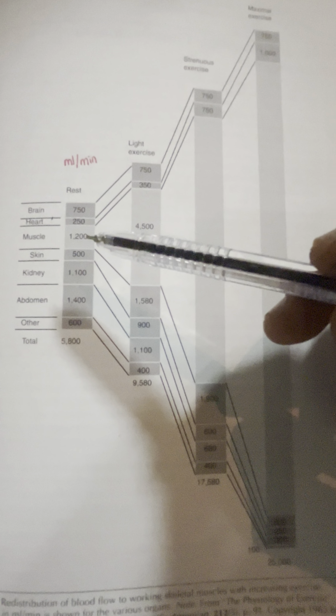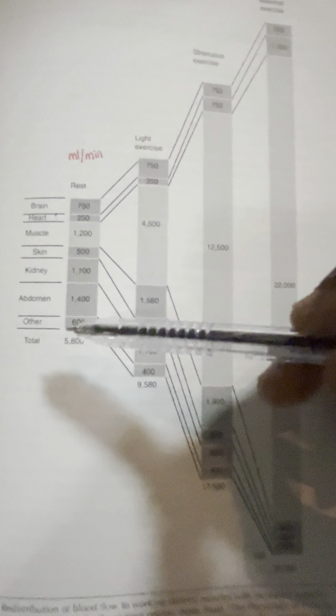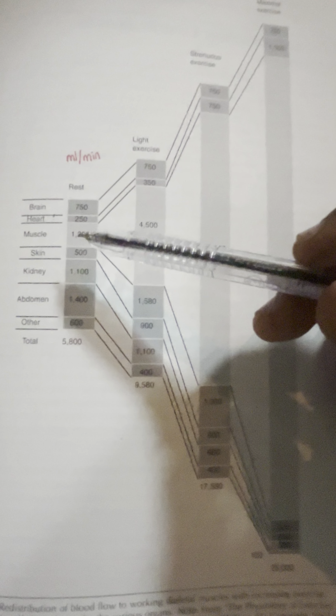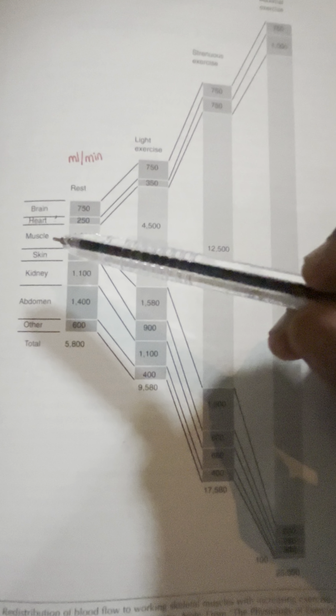Now this could be, I don't know, it doesn't say who it is exactly, but this could be your average person. As they exercise, look what happens to this distribution. Your muscle at rest takes about 20% of that 5,800. 20% is about 1,200. But look how expensive that tissue is. As you exercise and increase your intensity, it just bumps up and up and up until at the most maximal intensities, your muscle takes up almost 80% of the blood output.